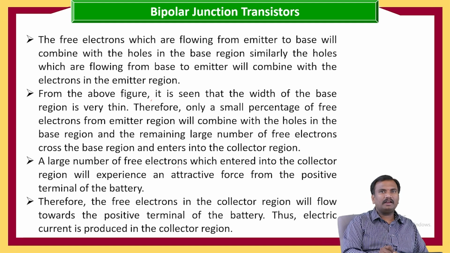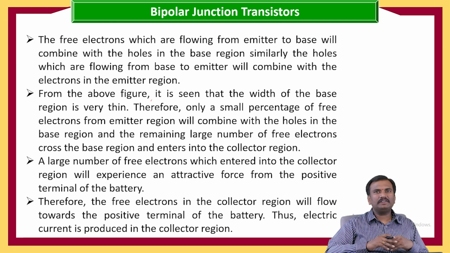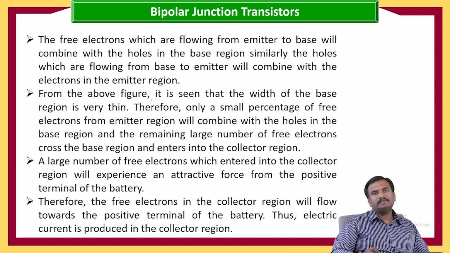A large number of free electrons which entered the collector region will experience an attractive force from the positive terminal of the battery. Therefore, the free electrons in the collector region will flow towards the positive terminal of the battery. Thus, electric current is produced in the collector region.